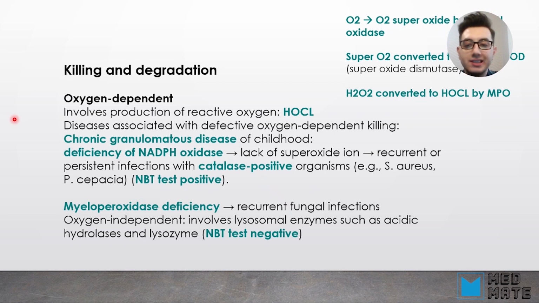chronic granulomatous disease of childhood, and that's due to defects in the NADPH oxidase, and that leads to a lack of superoxide, because you know that oxygen is transferred to superoxide in the presence of NADPH oxidase, and when there is a defect of NADPH oxidase, there is a lack of superoxide. That leads to recurrent persistent infections with catalase-positive organisms. And why is that? Why are there persistent or recurrent infections with catalase-positive organisms?